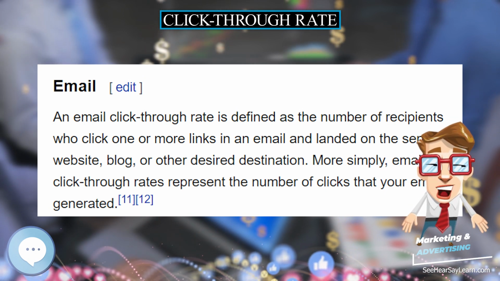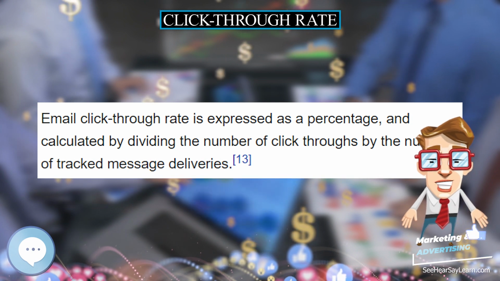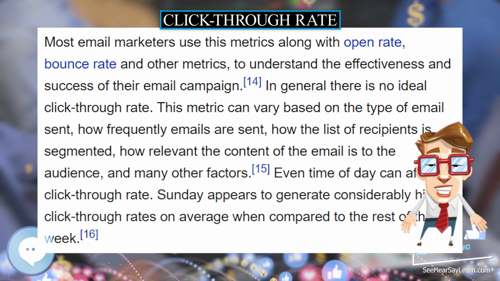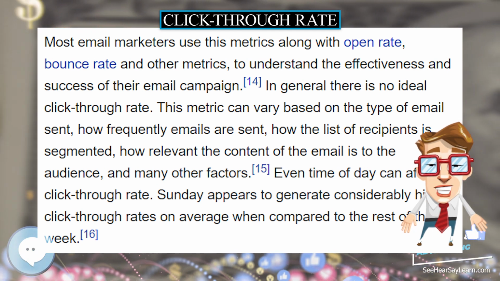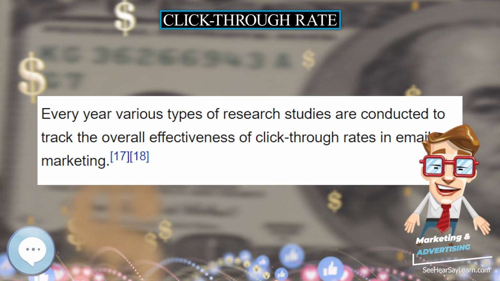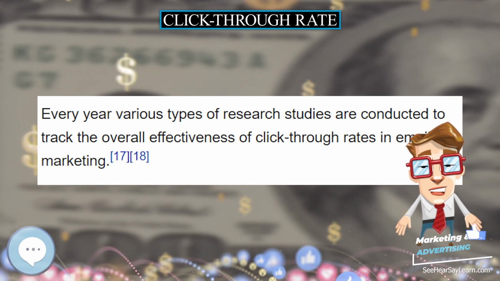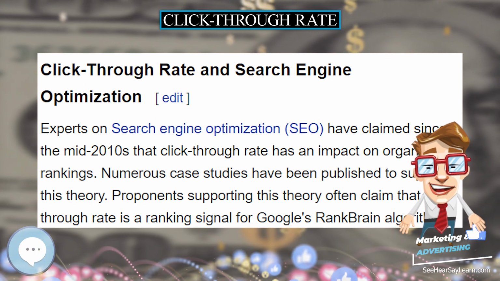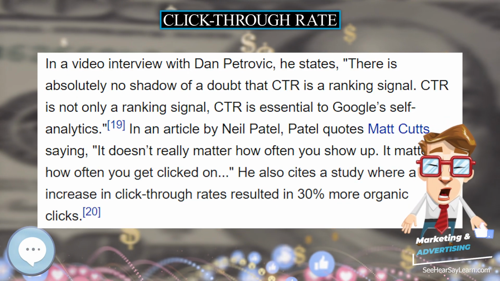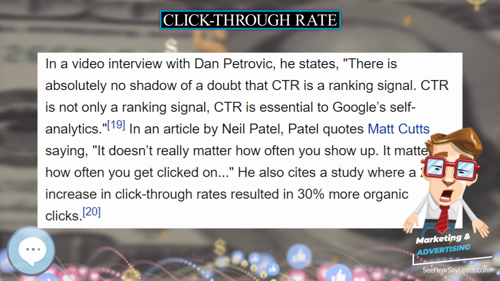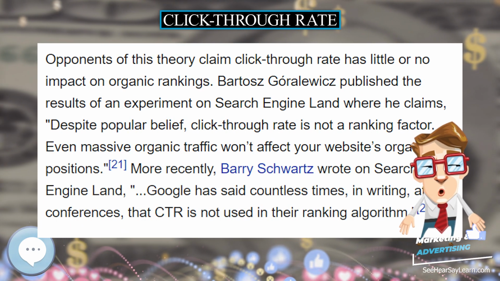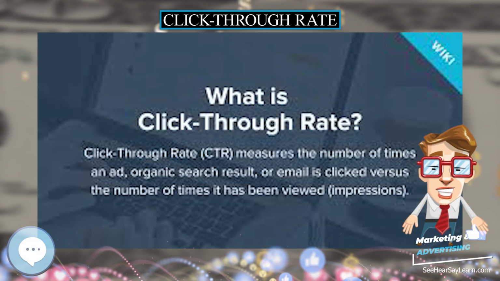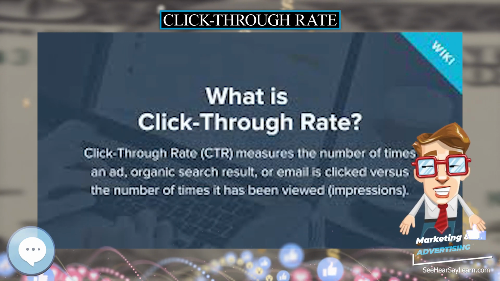In general, there is no ideal click-through rate. This metric can vary based on the type of email sent, how frequently emails are sent, how the list of recipients is segmented, how relevant the content of the email is to the audience, and many other factors. Even time of day can affect click-through rate. Sunday appears to generate considerably higher click-through rates on average when compared to the rest of the week. Every year various types of research studies are conducted to track the overall effectiveness of click-through rates in email marketing.